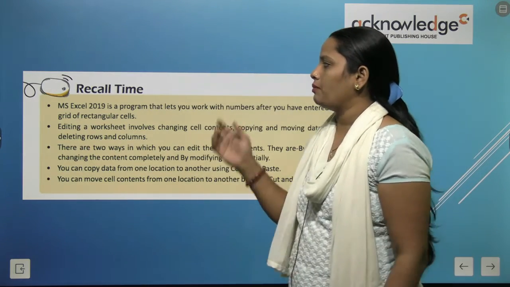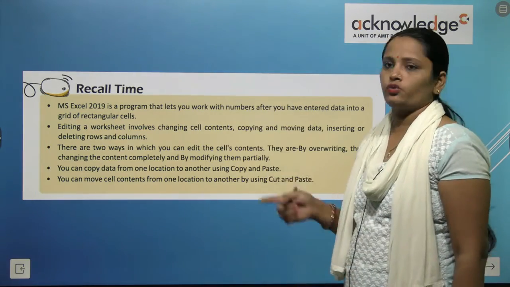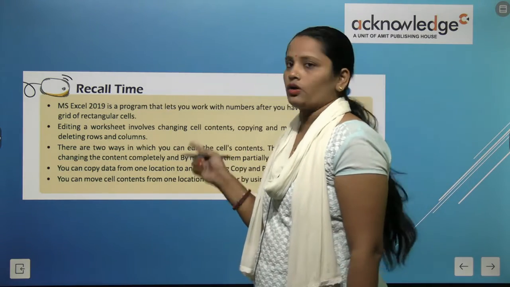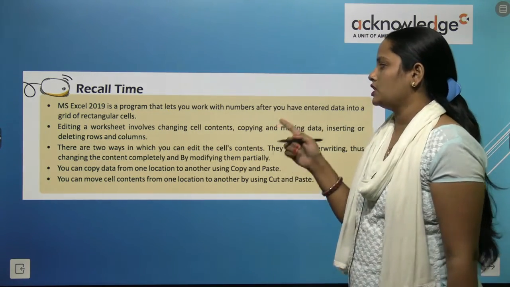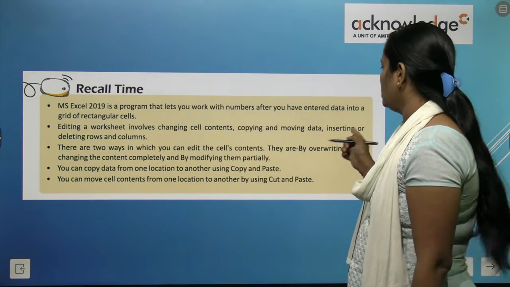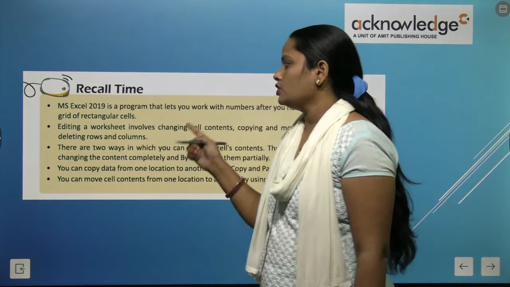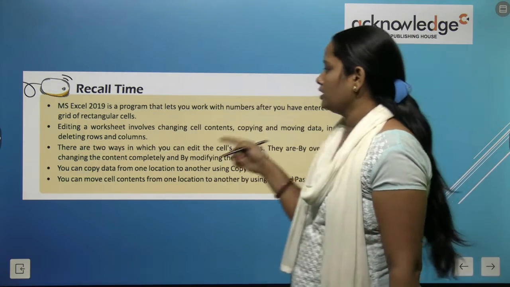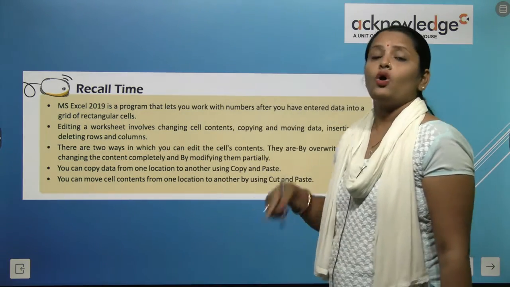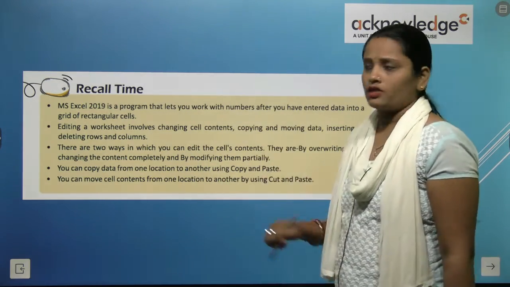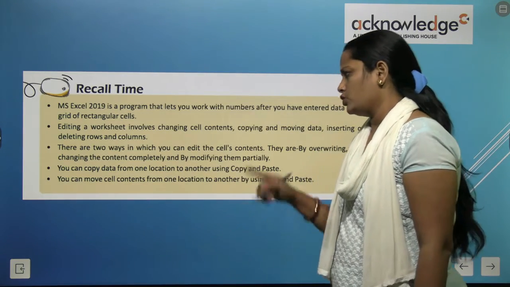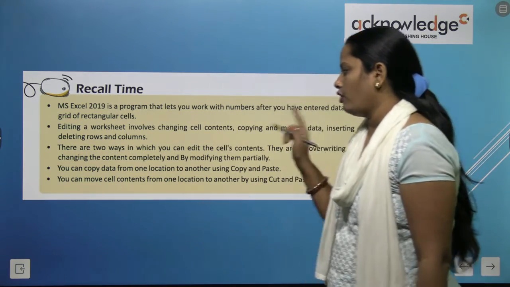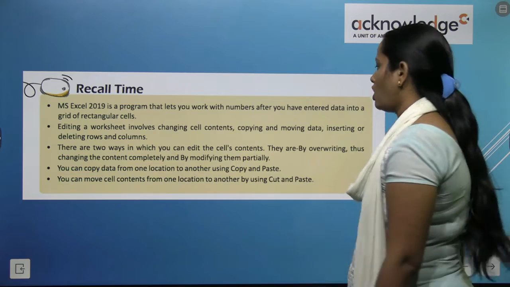Let's come to the recall time. MS Excel 2019 is a program that lets you work with numbers after you have entered data into a grid of rectangular cells. Editing a worksheet involves changing cell content, copying and moving data, inserting or deleting rows and columns. There are two ways in which you can edit the cell's content. They are by overwriting, thus by changing the content completely, or by modifying them partially. You can copy data from one location to another using the copy and paste option, and move the cell content from one location to another using the cut and paste option.